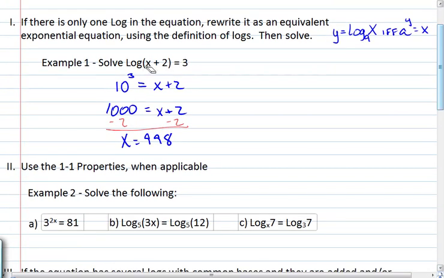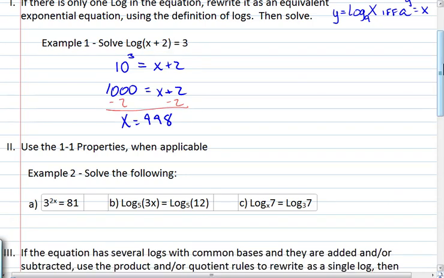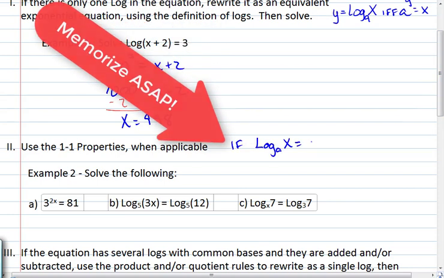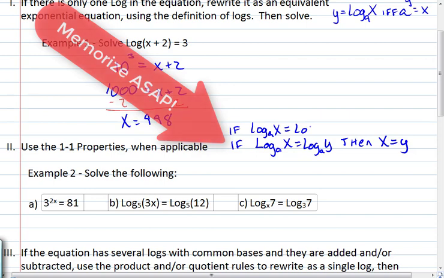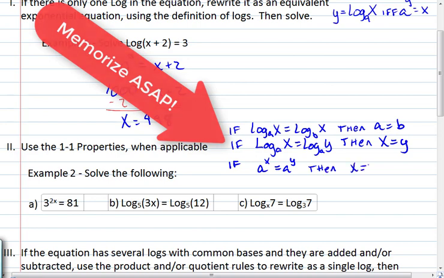So if there's only one log in the equation, even if that variable is by itself, you can use the change of base formula. But if you don't know what to do, rewrite the log as an equivalent exponent. Next, we have the one-to-one properties. Do you remember the one-to-one properties for logs? If log base a of x equals log base a of y, then x equals y. Or if log base a of x equals log base b of x, then a equals b. And also for the exponents, if a to the x equals a to the y, then x equals y.